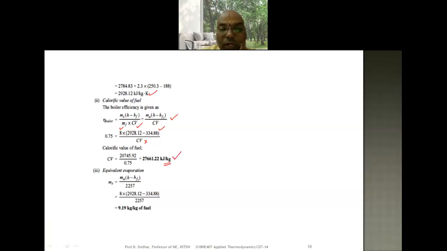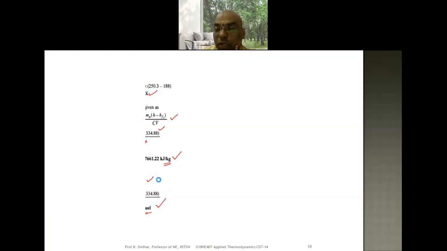The last bit is the equivalent evaporation. Write down the formula: m_a into (H minus h_f) by 2257. Here you know all the values. The equivalent evaporation is nothing but 9.19 kg per kg of the fuel.